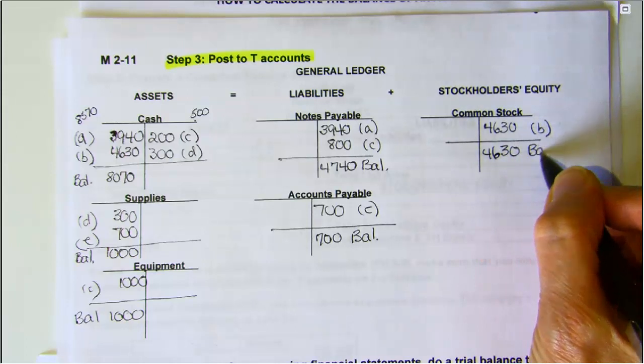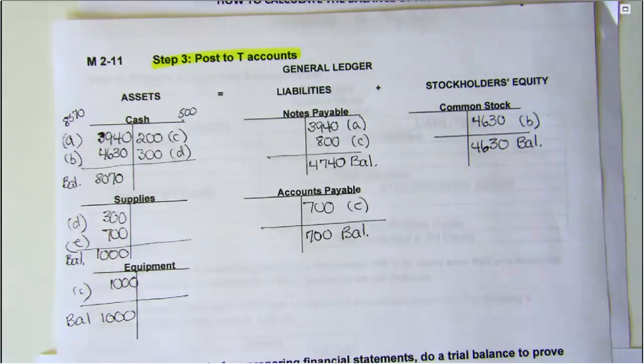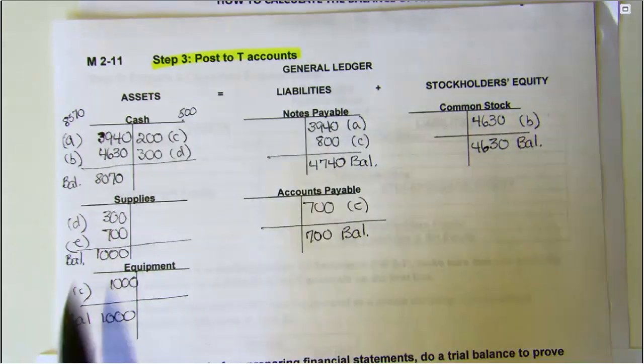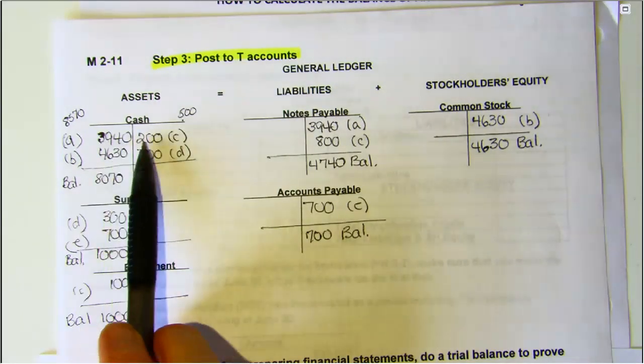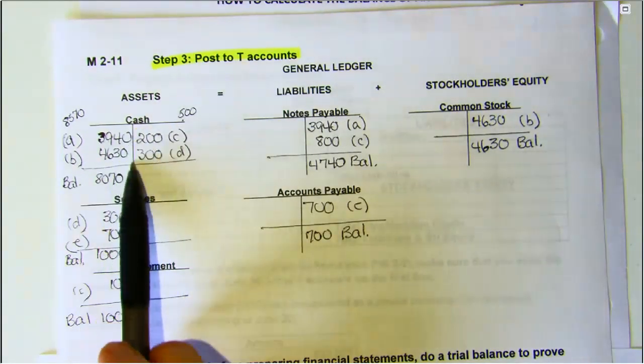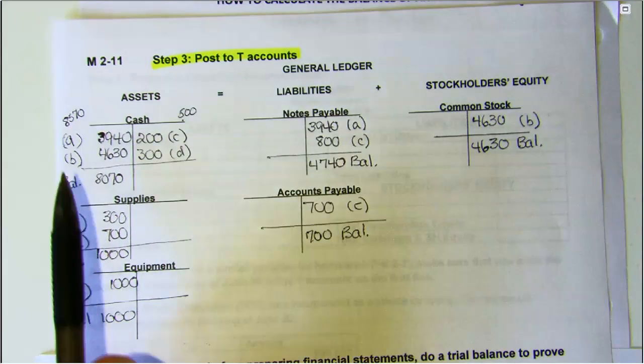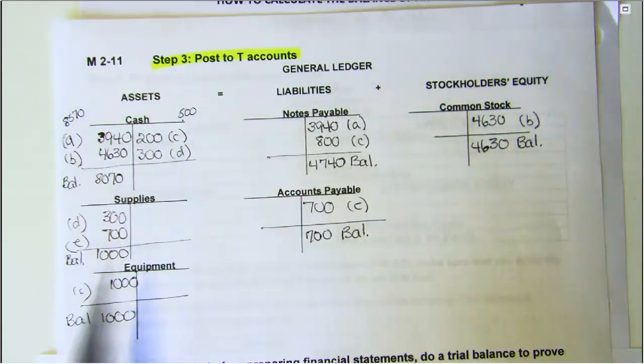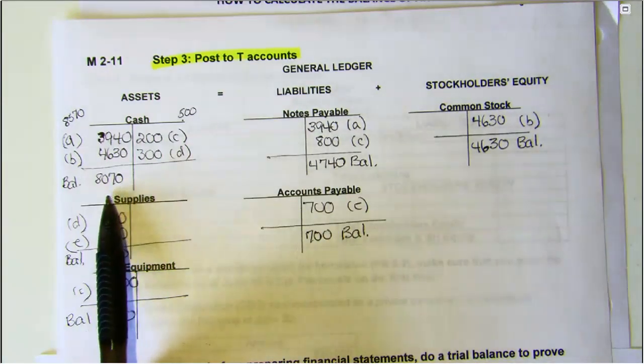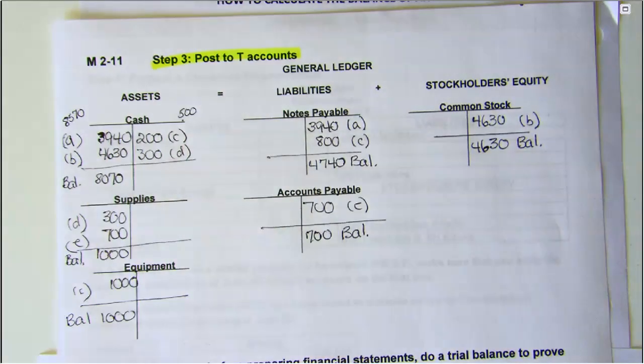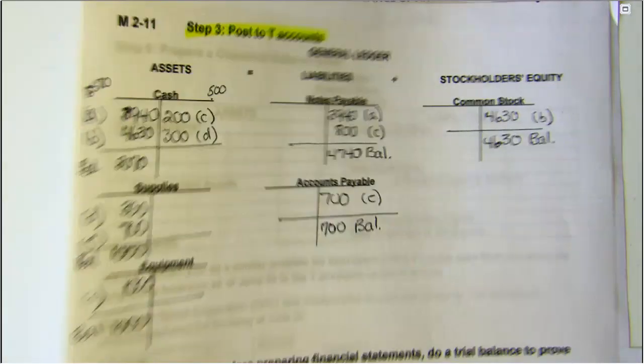4,630. Now when you do this process in Connect, you will be posting your dollar amounts to the left and right side of the bar that forms the T, and then you'll have to post the letters to the far left and far right as well. But you won't have to calculate the balances in Connect, because Connect will calculate those balances for you. Okay, let's go back to our Accounting Essentials document to learn the next step.